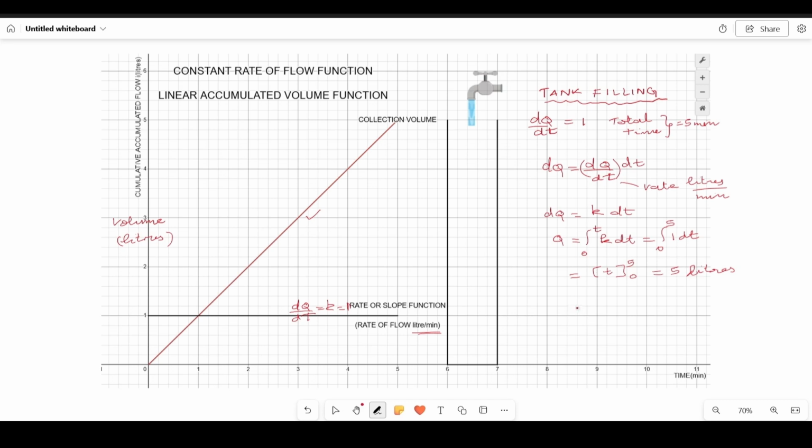Next we are going to find the same solution by Riemann integration, that is, by the numerical method. In the numerical method, we use the principle of cumulative accumulation. For that, the expression is q of n plus 1 is equal to q of n plus dq by dt into delta t, and we know that dq by dt is the rate of accumulation, which is given by k, equal to 1. Based on that, we find the values at the respective points by numerical methods.